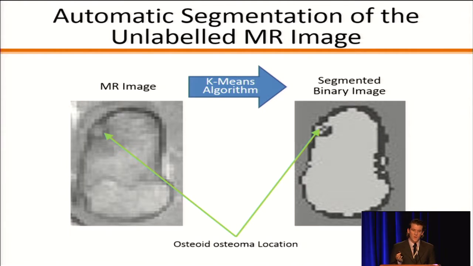After the k-means algorithm segments this unlabeled image, on the right-hand side we can see now we have a labeled image with the center labeled as marrow and the surrounding tissues to the marrow labeled as cortical bone and the surrounding tissues to the cortical bone labeled as muscle.